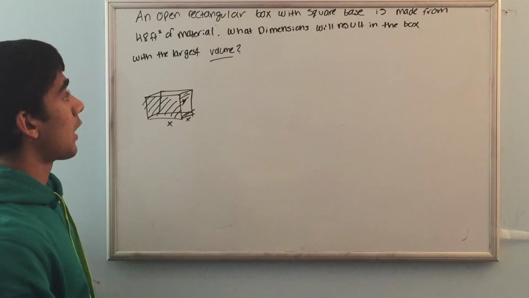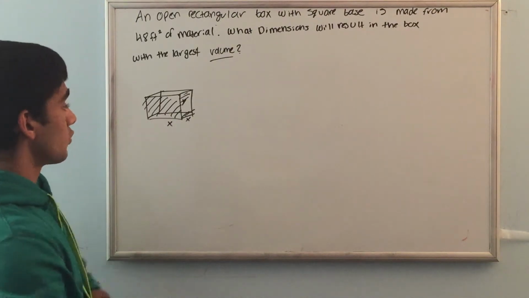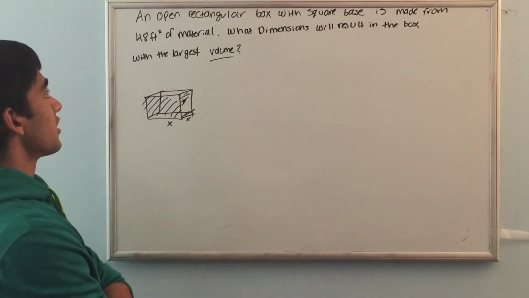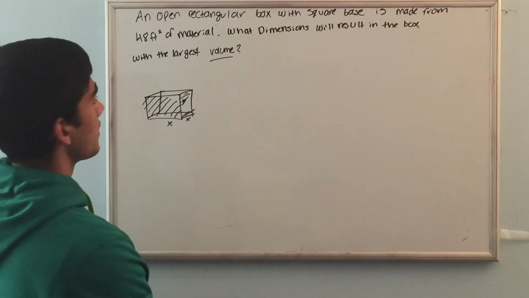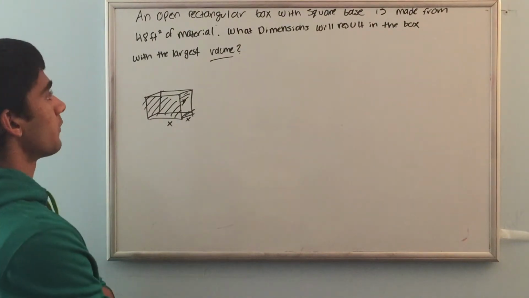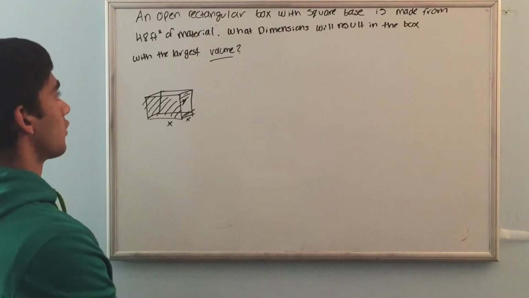In this video I'm going to be doing another optimization problem, and in this case we're talking about volume. The question reads: an open rectangular box with square base is made from 48 feet squared of material. What dimensions will result in the box with the largest volume?